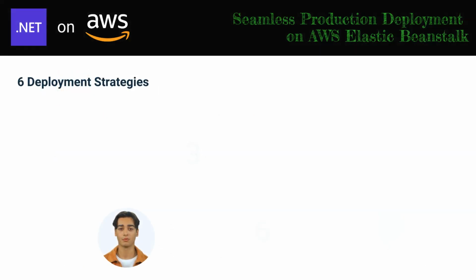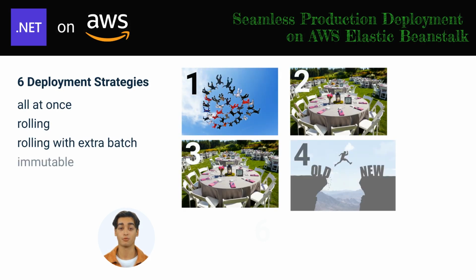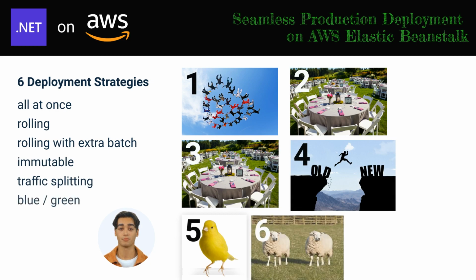Elastic Beanstalk comes with a rich collection of deployment strategies, 6 in all. There's all at once, rolling with extra batch, immutable, traffic splitting, and blue-green. Let's take a look at each of them.